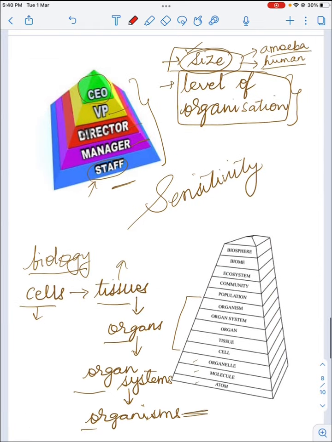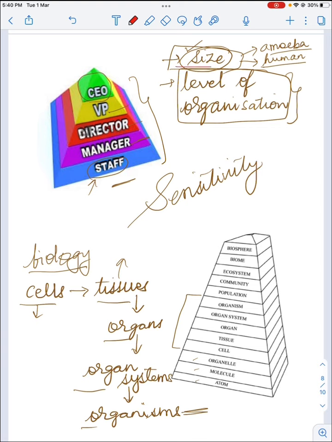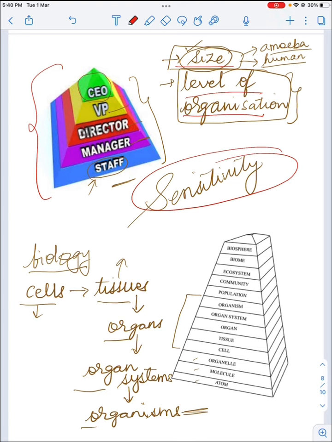I would like to go to the second slide for today. Irrespective of the size or the level of organization, living organisms exhibit the phenomena of sensitivity. I have taken a simple example wherein in any job setup several employees are headed by a manager. A group of managers are monitored by a director. Then a group of directors will be looked at by a VP. And finally, there is a CEO of the company who takes all the decisions. He is the head of the company and all those things.